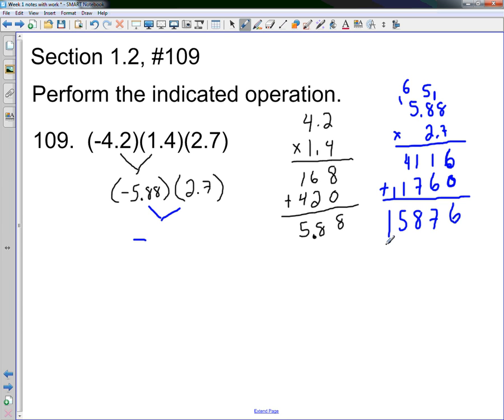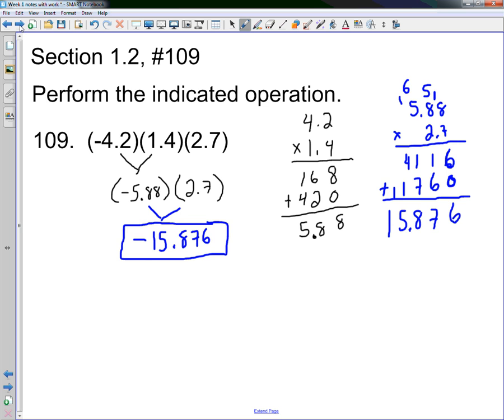And we go ahead and check and see, do we have decimals? Yes, we have 1, 2, 3 total. So we're going to move that over 3. So our final answer ends up being negative 15.876. And again, hopefully you have a little scientific calculator or something that you can use to assist you on the multiplication, but that's how you would do it by hand.